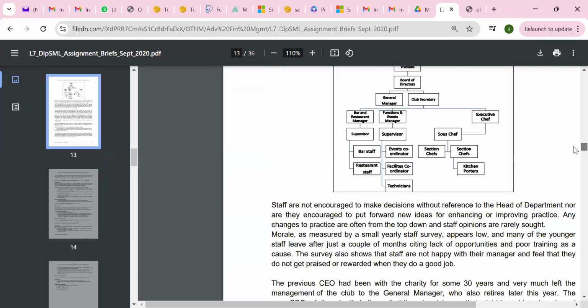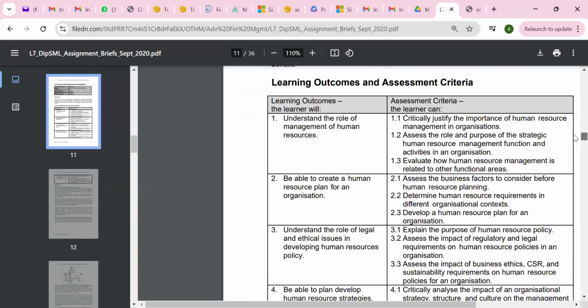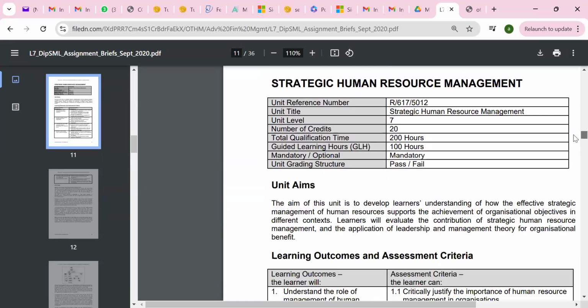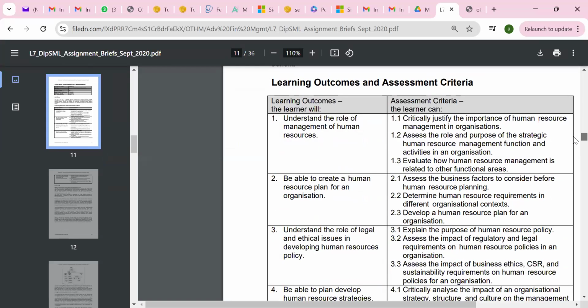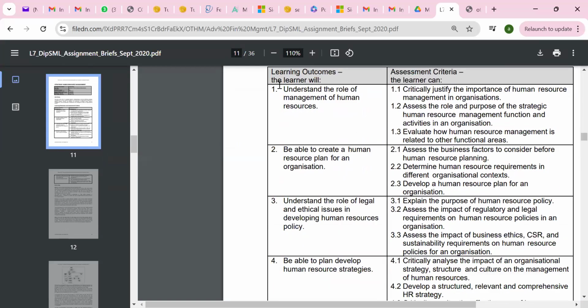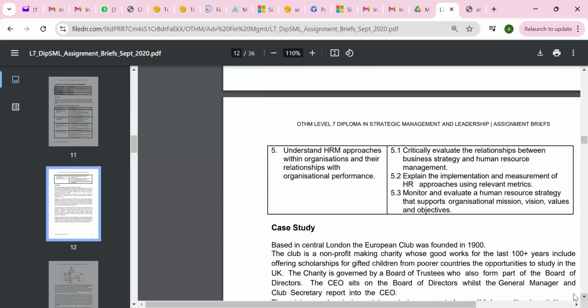So what you need to do, please, make sure you read the scenario, divide your discussion like 1.1, 1.2, 1.3, and pick the PowerPoint slide that's related to lesson 1. Then pick lesson 2, then lesson 3, lesson 4, 5. So these are the 5 lessons we have completed.